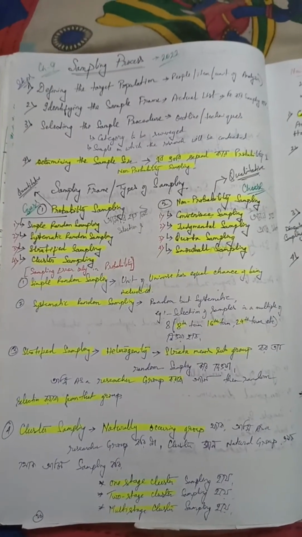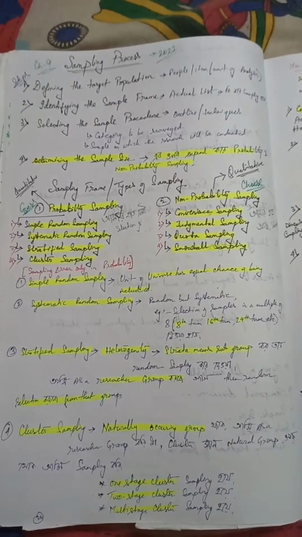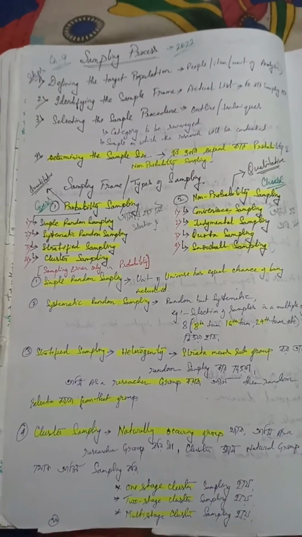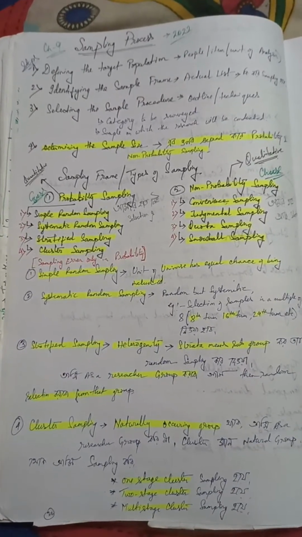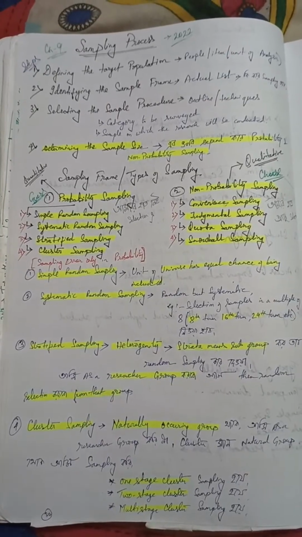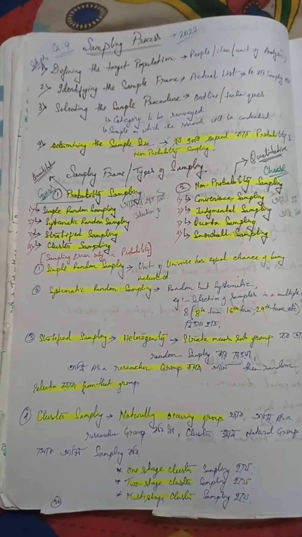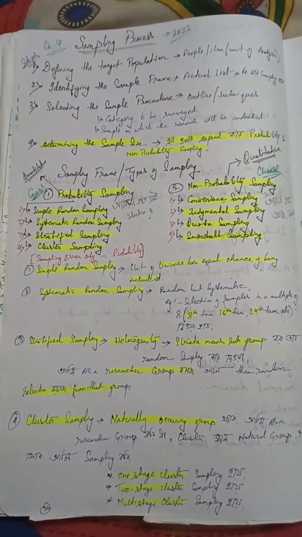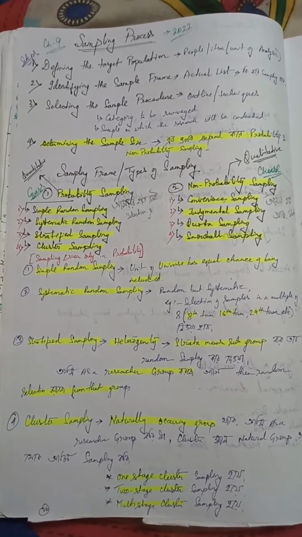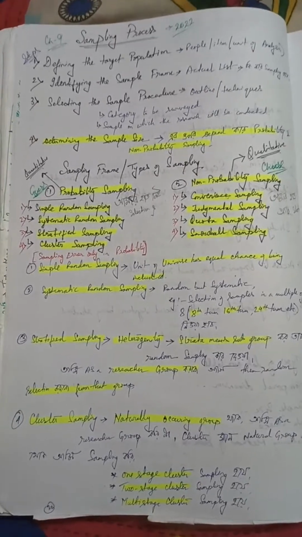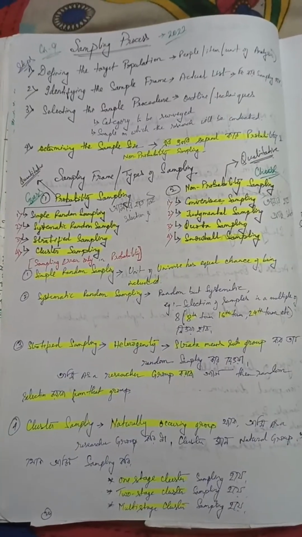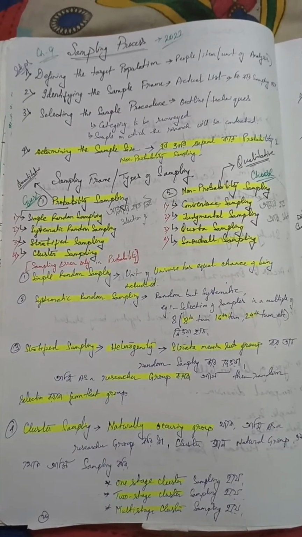So the sampling process is the systematic procedure a researcher uses to select a subset. The subset is known as the sample, from a large group. The large group is the population, for the purpose of making inferences. That means the researcher concludes things about the whole. Since studying the entire population is not possible, samples are used to collect data that represents the broader population.